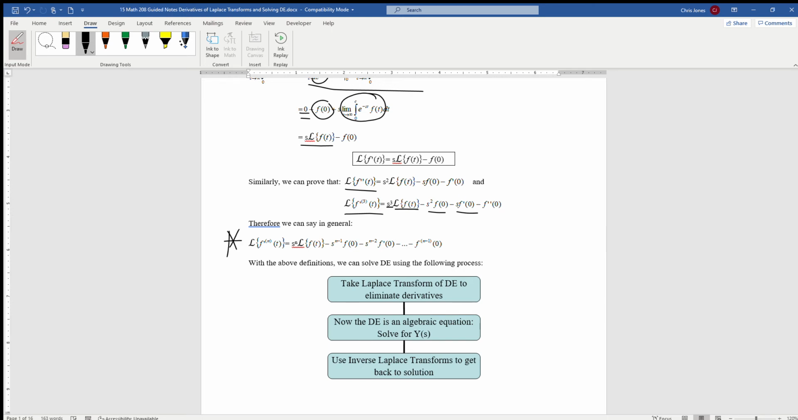We could prove this by mathematical induction if we chose to, but we're just going to go ahead and assume it. For what we're going to be working with, we're not going to use anything higher than the second derivative to be able to solve using our Laplace transforms.